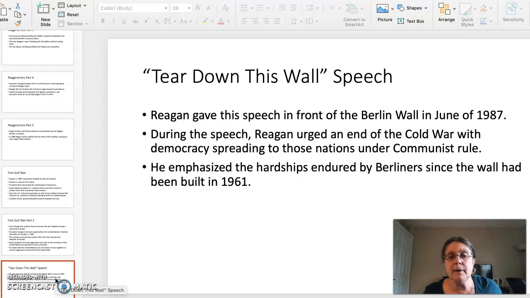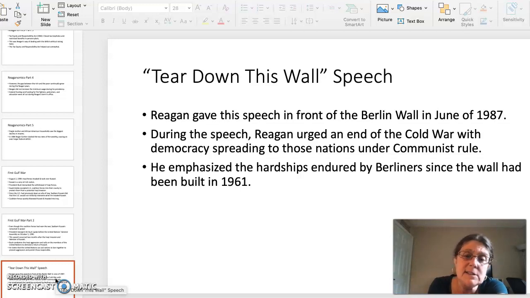Okay, the last topic that you can cover in the Unit 4 discussion board is the Tear Down This Wall speech. This is a very famous speech that Ronald Reagan gave in front of the Berlin Wall, June 12, 1987. During this speech, he condemned the communist nations. Basically, he urged an end to the Cold War, and he stated his dream of democracy spreading to those nations that had formerly been under communist rule.